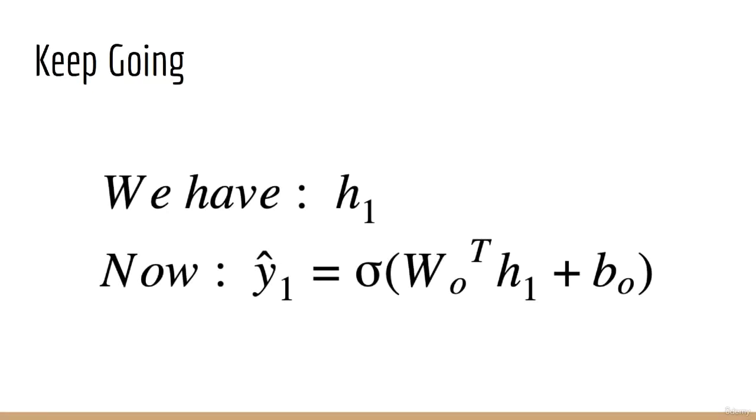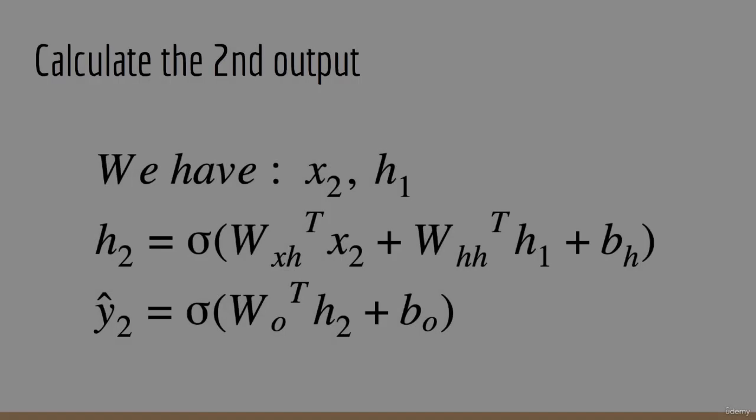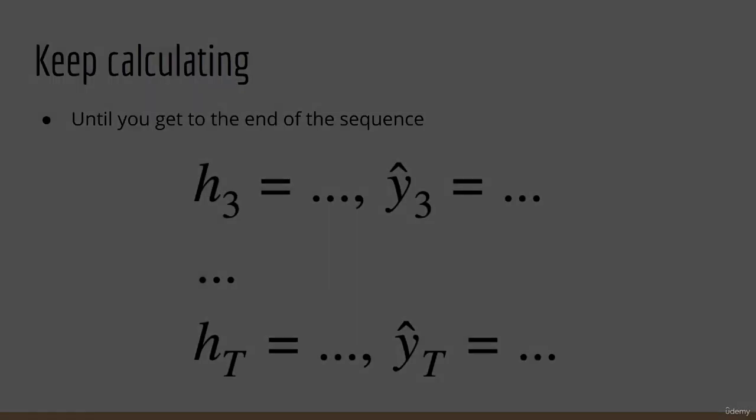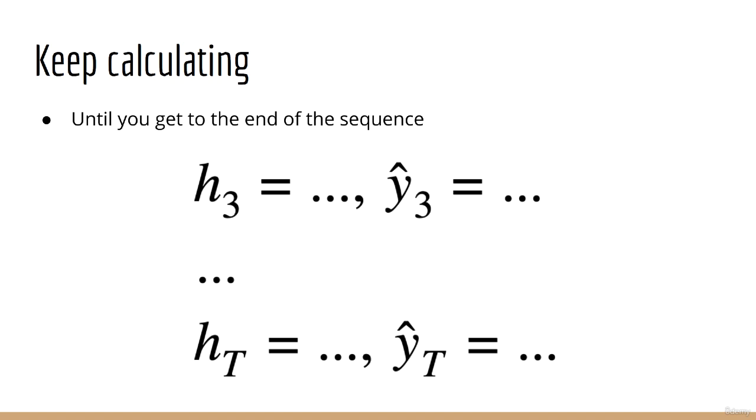Alright, so now we have h1. From this, we can calculate y hat 1 using the usual neuron formula. Next, we consider the input vector x2. From this, we can calculate h2. h2 depends on x2 and h1. We just calculated h1, so that's not a problem. From this, we can calculate y hat 2. Now, we can repeat this process to calculate h3 and y hat 3, h4 and y hat 4, and so on, all the way up to h big T and y hat big T.